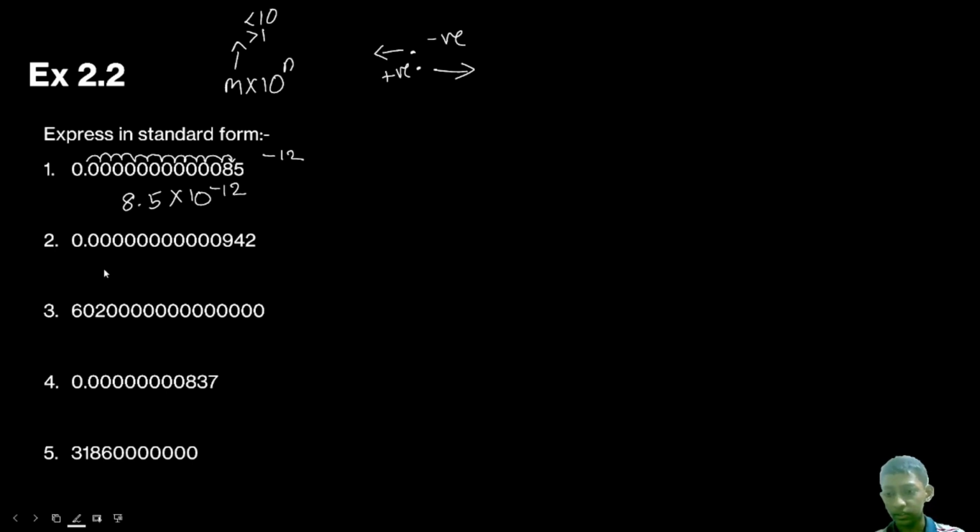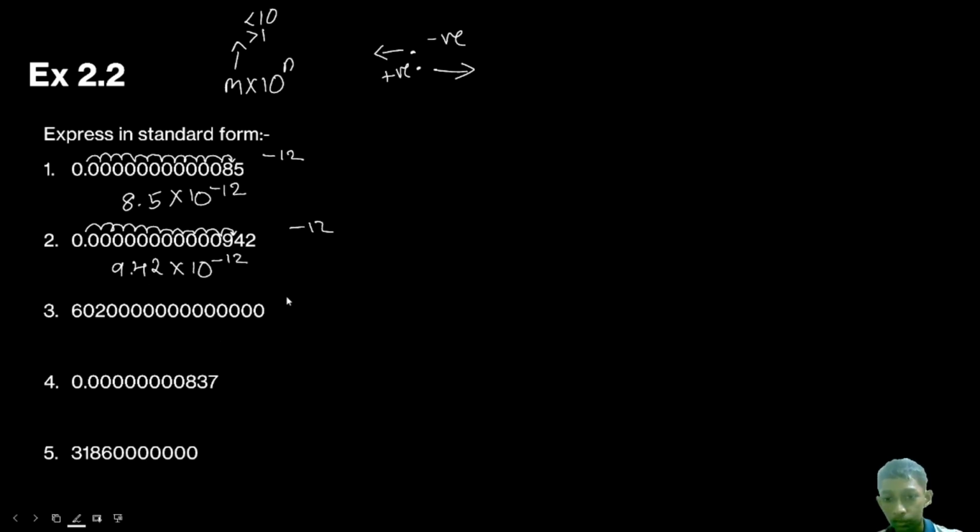Now let's move to the second one. Here the decimal is at the left side, so the exponent is negative. Let's see how many places we have to shift. It's 1, 2, 3, 4, 5, 6, 7, 8, 9, 10, 11, and 12 again. 9.42 is just greater than 1 and less than 10, so the value of m is 9.42 into 10 raised to the power of negative 12.